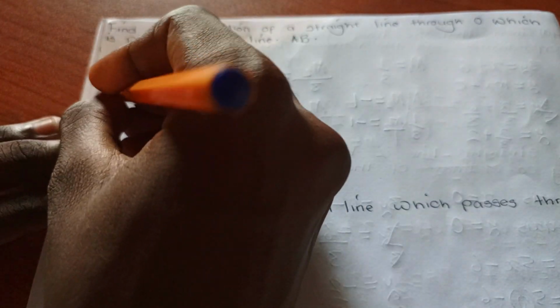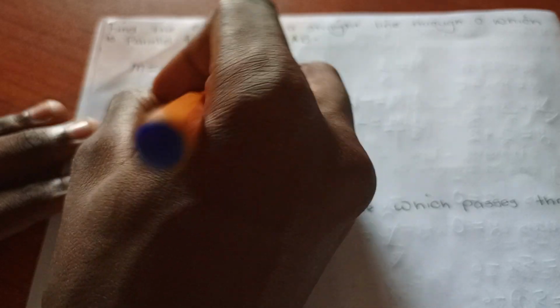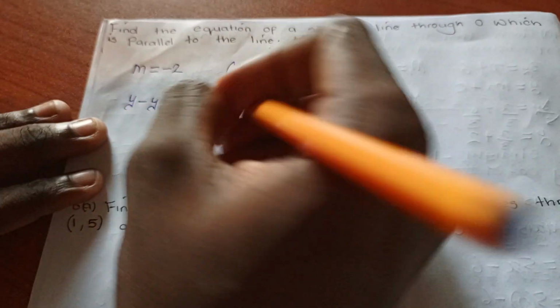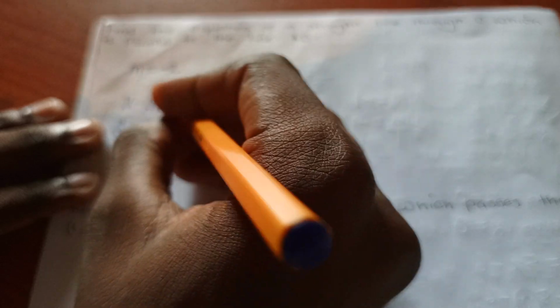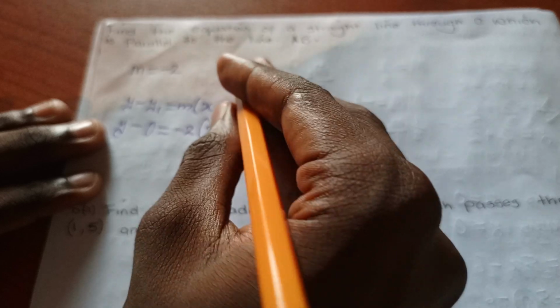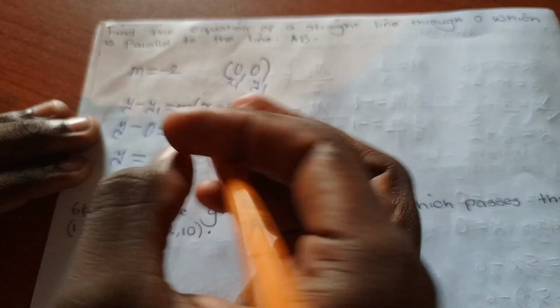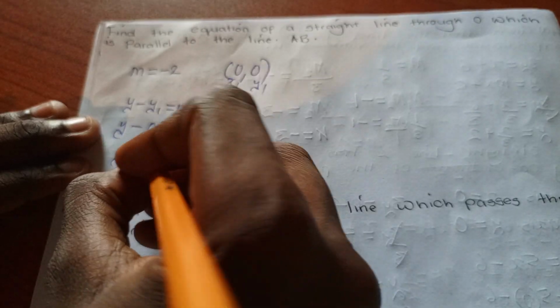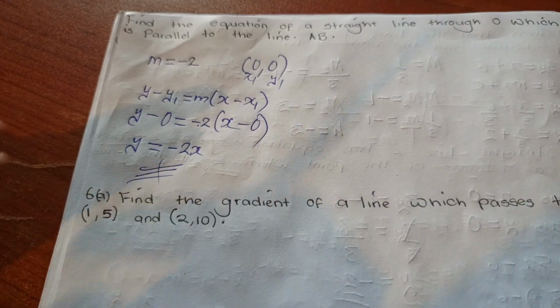So we can now use the equation to come up with the equation. So y minus y1 is equal to m times x minus x1. So y minus, say x1, y1 there. Our y1 is 0. Then our gradient, negative 2. Our x minus x1, 0 there. So y minus 0, that's y is equal to negative 2 times x, that's negative 2x. Negative 2 times 0, that's 0. So that's our equation.